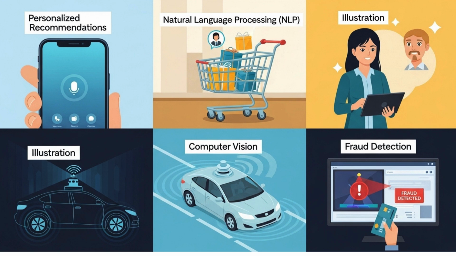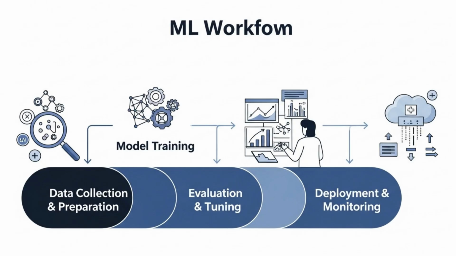Natural language processing powers voice assistants like Siri and Alexa and translates languages. Computer vision enables facial recognition, self-driving cars, and medical image analysis. And crucial for finance, ML is vital for fraud detection, identifying suspicious transactions in real time. These are just a few examples of how ML is transforming industries and experiences.